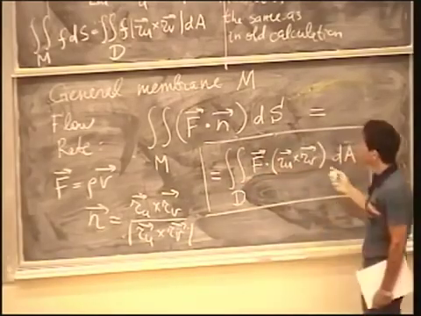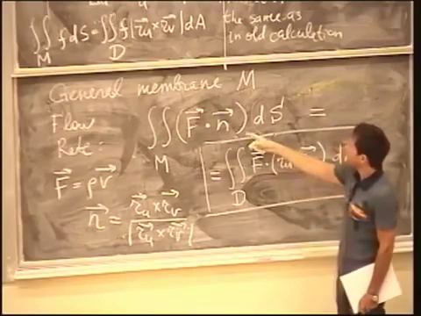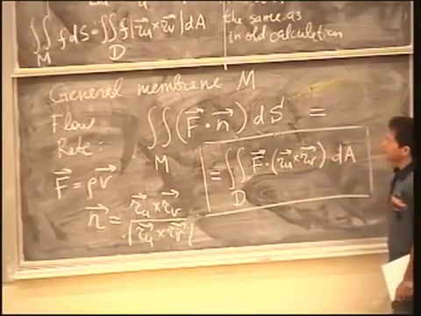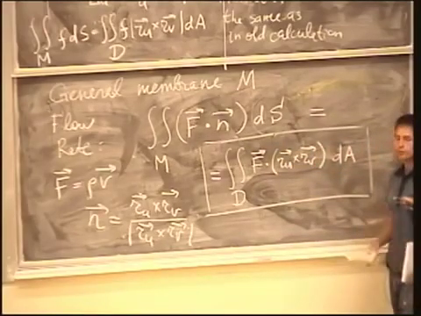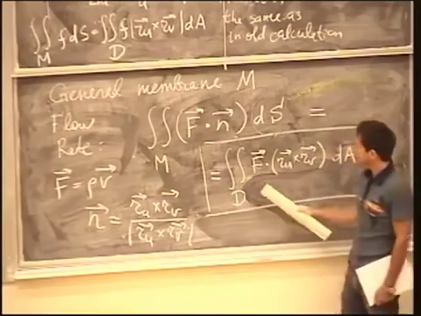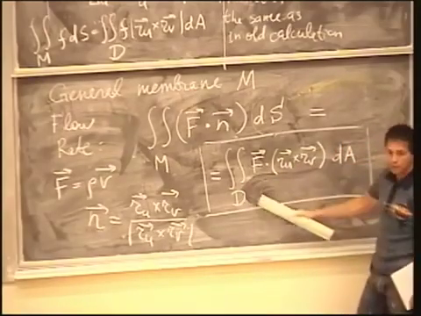Finally, we have come up with a definition of the integral of a vector field across a membrane, across a two-dimensional surface. If the surface is parameterized by a flat domain D, this integral is simply given by this formula, by this double integral over D.